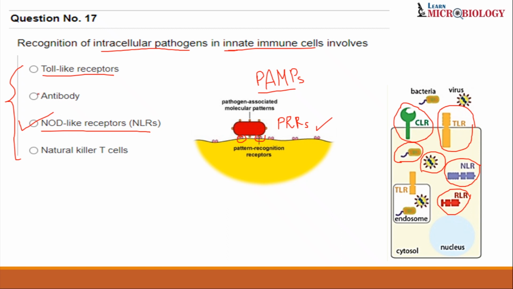Now why not antibody and natural killer T cells? Because antibody involves your B cell, right? And natural killer T cells are involved in your T cells. And we know B and T cells are not involved in innate immunity. They are involved in acquired immunity. So definitely, this is such a small basic concept. If you know it, you can easily answer this question. I hope it is understood, students. Let's move to the next question.